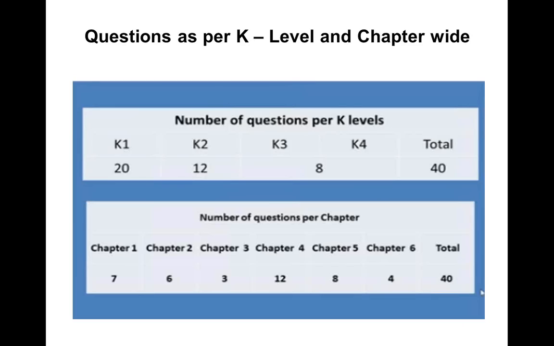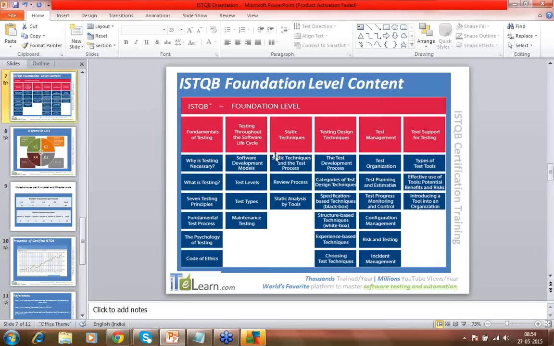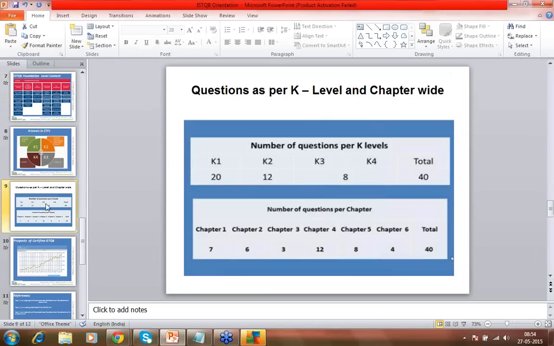And the number of questions per chapter. I have shown you all the chapter-wise topics, right? So chapter 1, which is fundamentals, you will get 7 questions. Chapter 2, you will get 6 questions. Chapter 3, 3 questions. Chapter 4, 12 questions. This is very important. Chapter 5 and 6, you will get 8 and 4 questions. Chapter 4 is where testing design techniques is, where you will get the most questions, that is 12 questions. Okay.